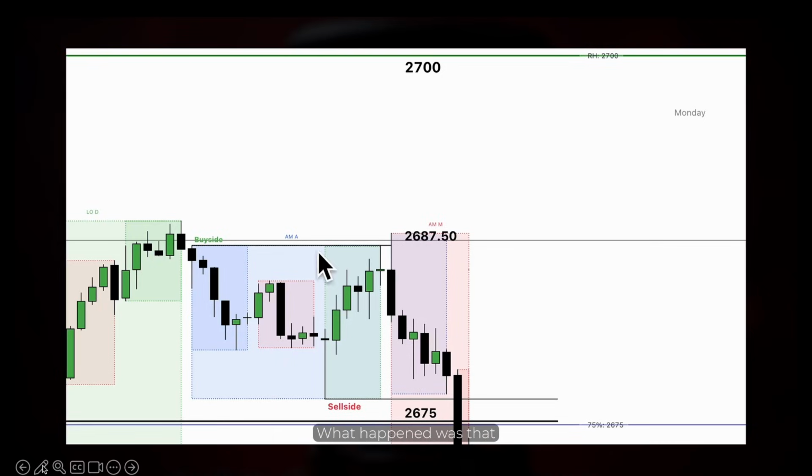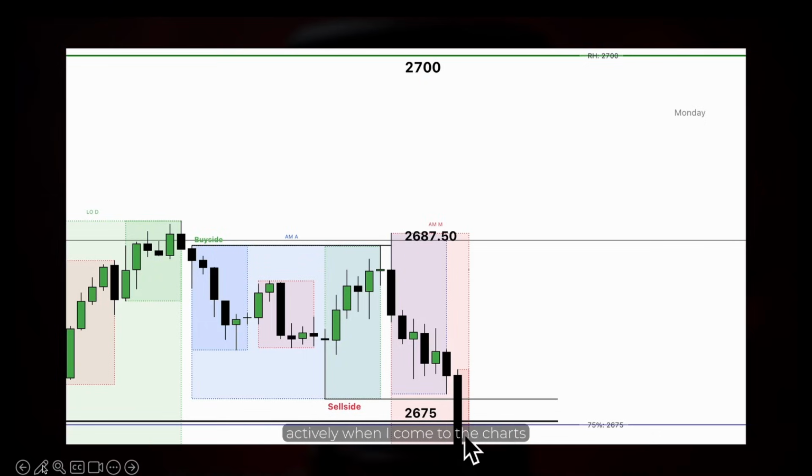What happened was that liquidity was engineered in advance of equilibrium right here, but also in advance of the range low right here. And therefore what you can expect is that the market is likely going to reject equilibrium and draw towards the downside. Why? Because this is perfect engineered sell side. Run the high, run the low.